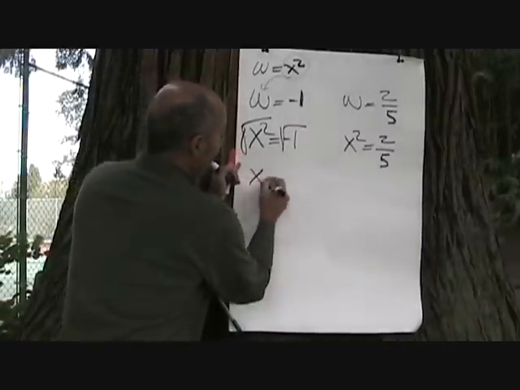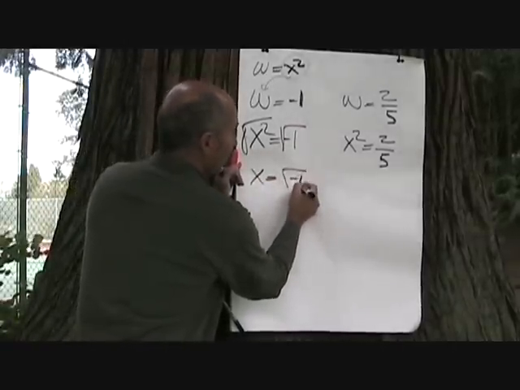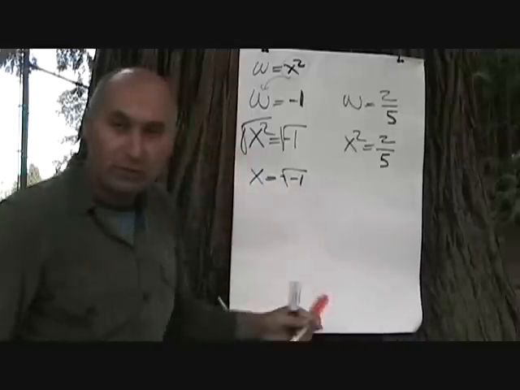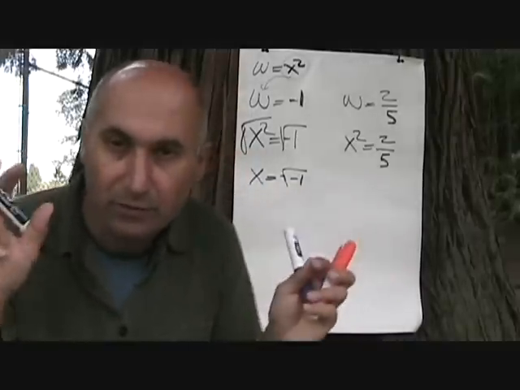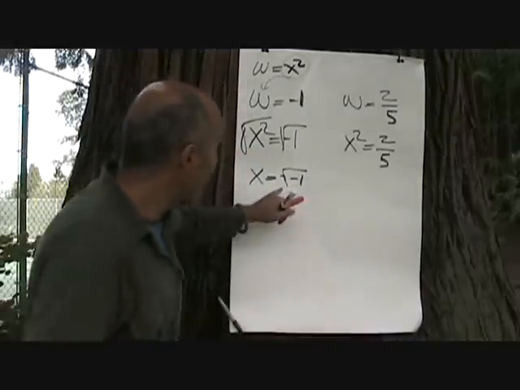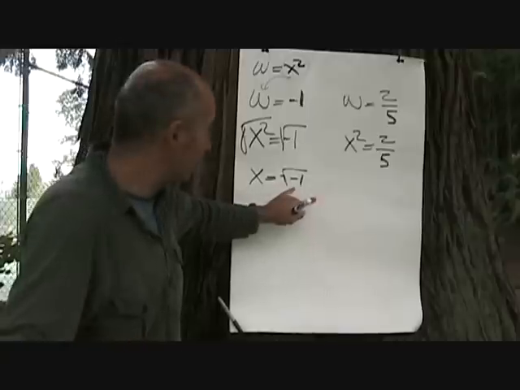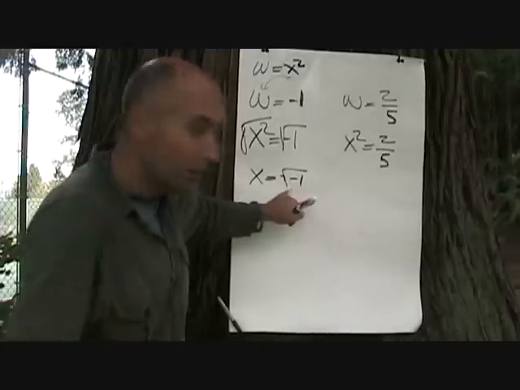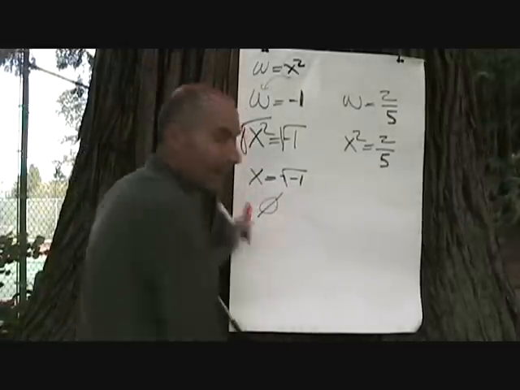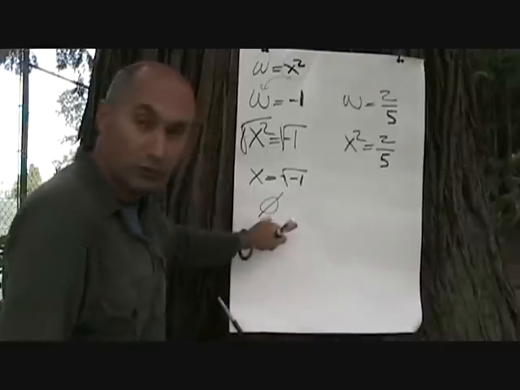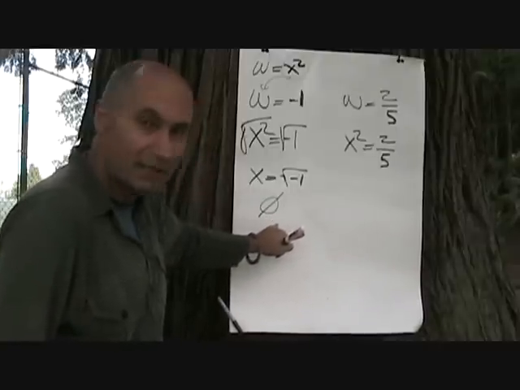Well, this is going to be x equal to the square root of negative 1. In the real number set, the realm that we're working in, this doesn't give us a solution, right? This is a complex or imaginary number. So this one has no solution, and that's the symbol for no solution, an empty set.